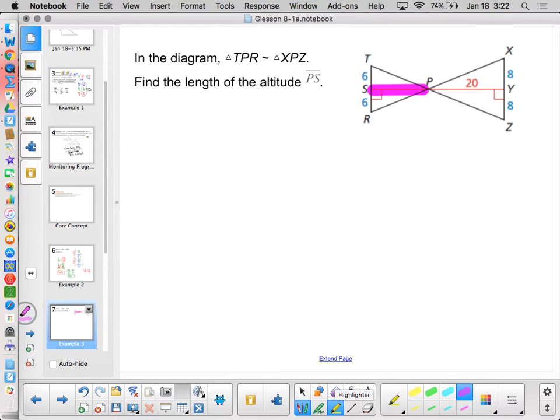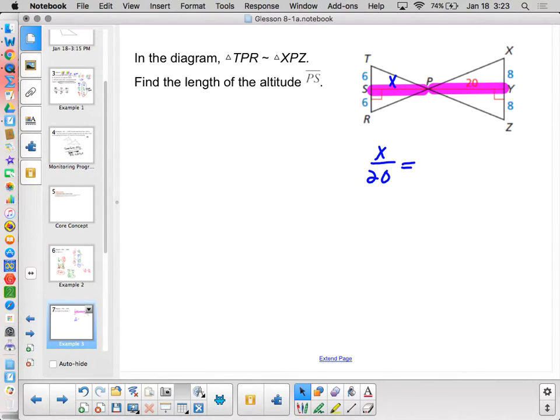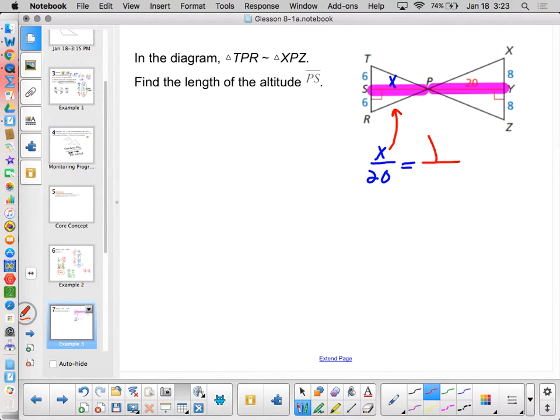PS corresponds to PY. So PS I'm going to call X over 20 equals, now I just have to set up another pair of corresponding sides in that same order. Now, since the X came from the triangle here on this side, my top number here also has to come from this triangle. It could be any length measurement for which I know the corresponding measurement in the other triangle. So I could go TS, SR, or TR. Let's keep it as simple as we can. Let's go TS.